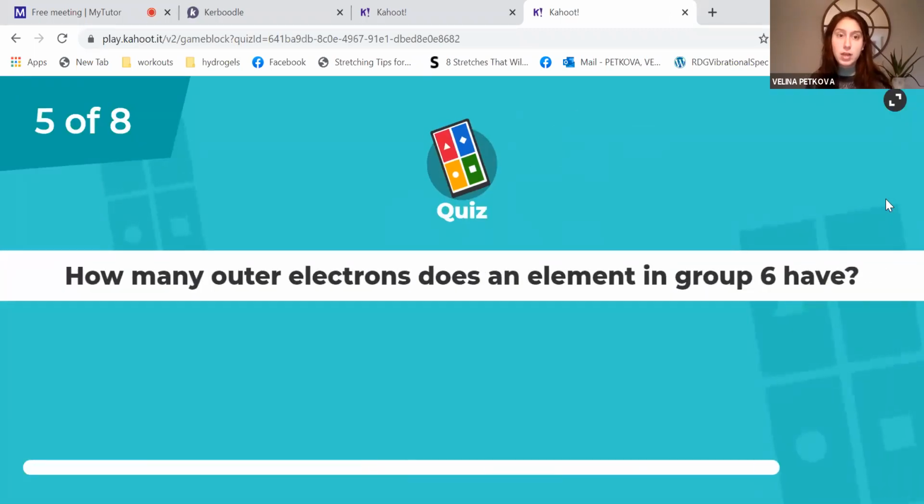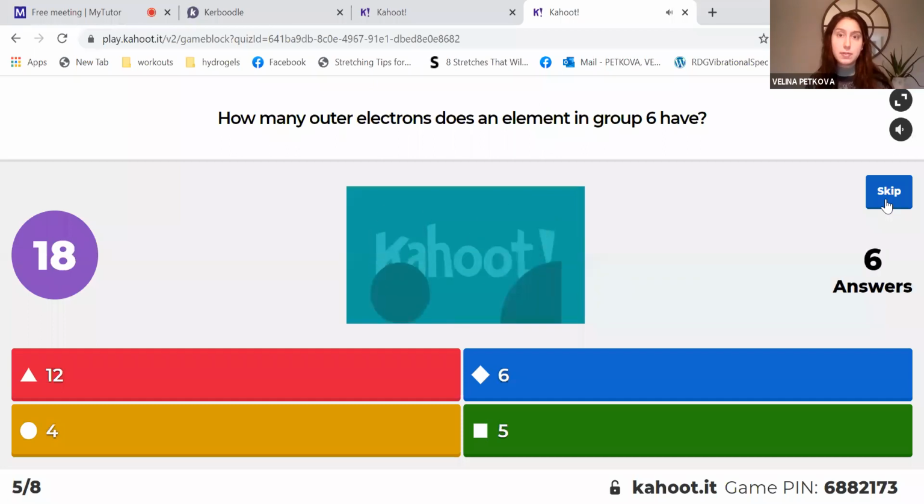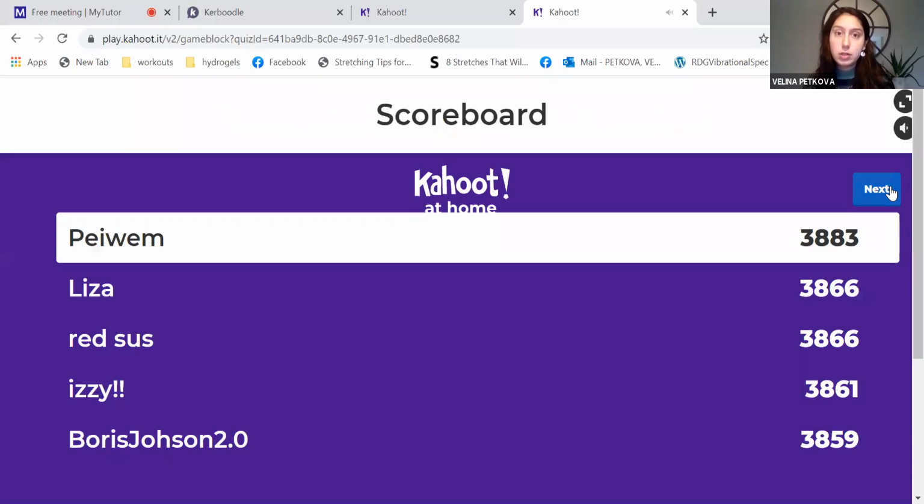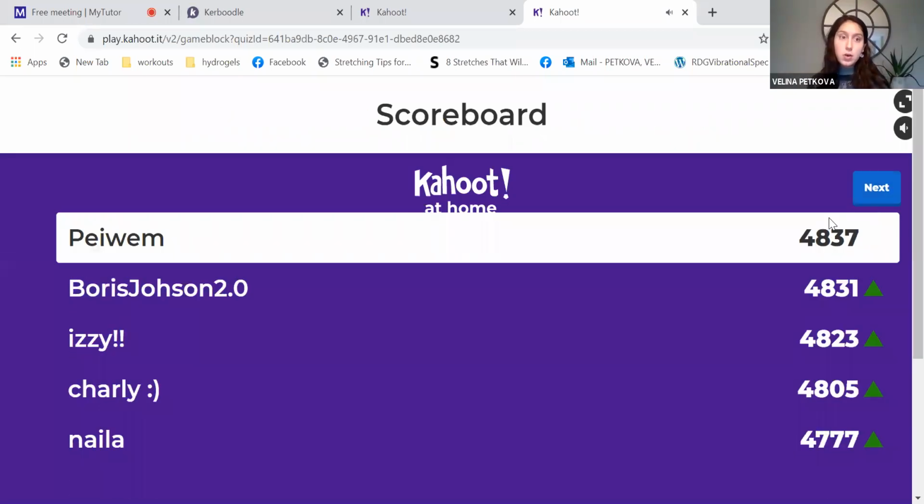So how many outer electrons does an element in group 6 have? Don't have much time to answer this one. Brilliant, well done. So group 6 tells you that there are 6 electrons in its outer shell. It tells you the number of electrons in the outer shell. Well done to PUM for keeping their top position.